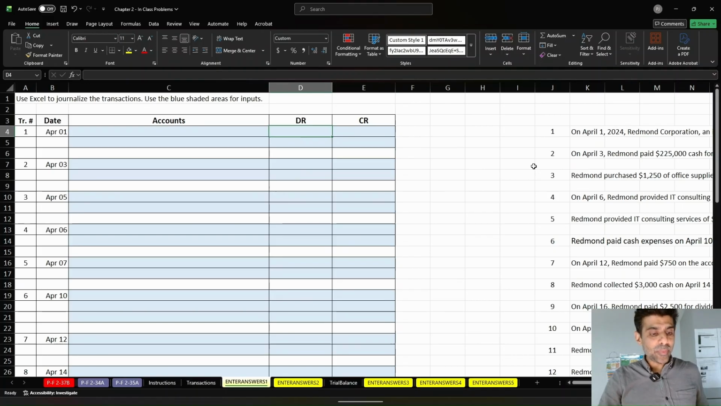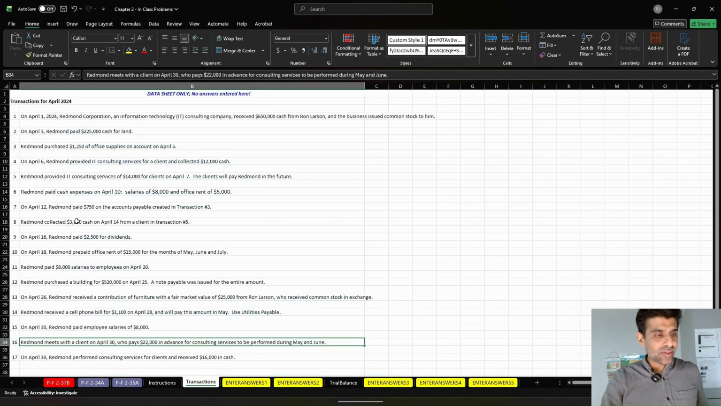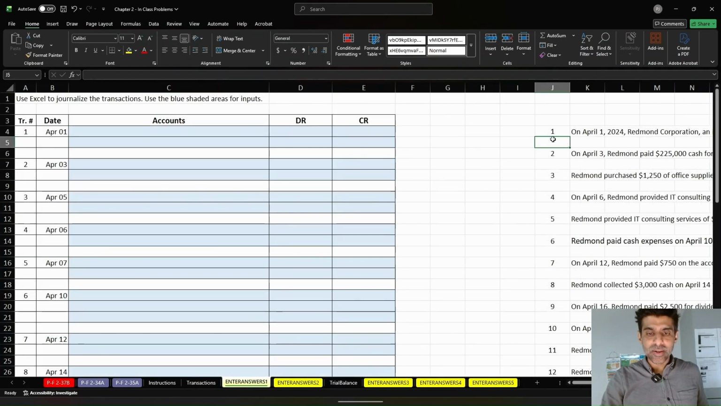So the first step is to do this enter answers 1 tab. Okay, this first tab, and that's what I did was I took these transactions which are on the different tab, I just copied them, and then I pasted them right here so I could have them in one sheet. So I would do that if I were you. It'd make it easier. Okay, so I'm gonna turn on the lights, and we're gonna work on this for a good amount of time today.